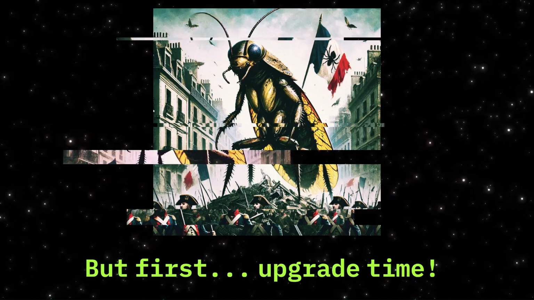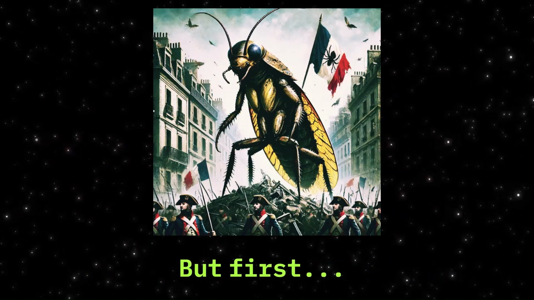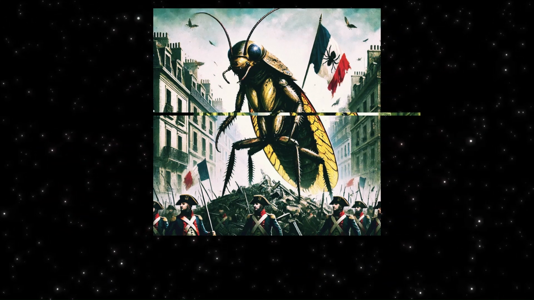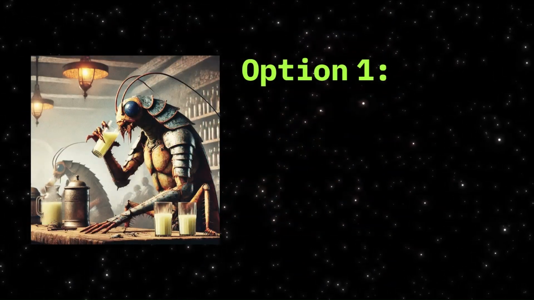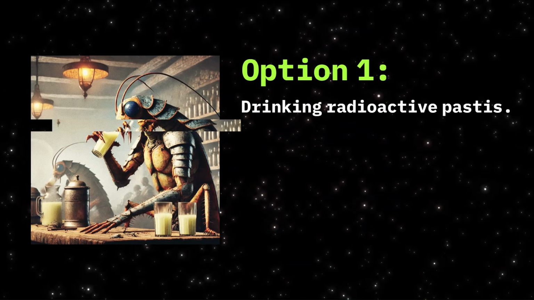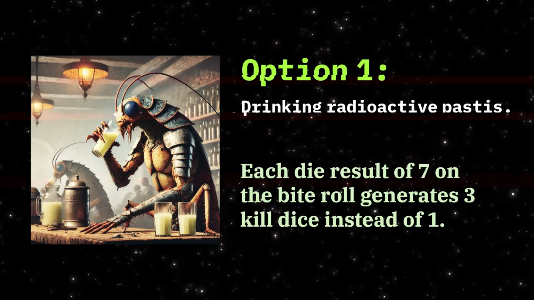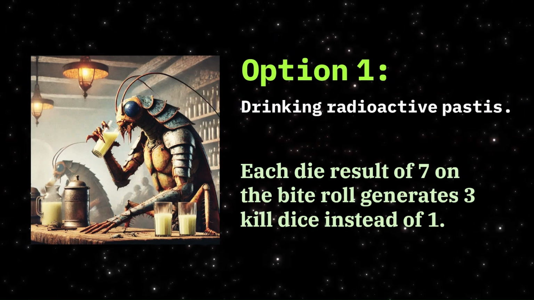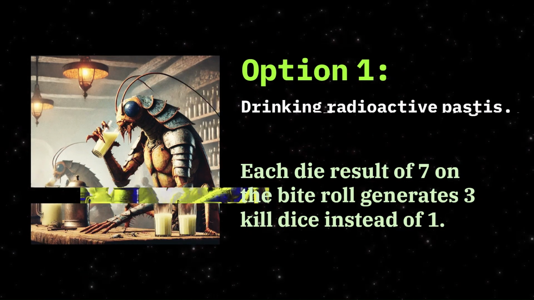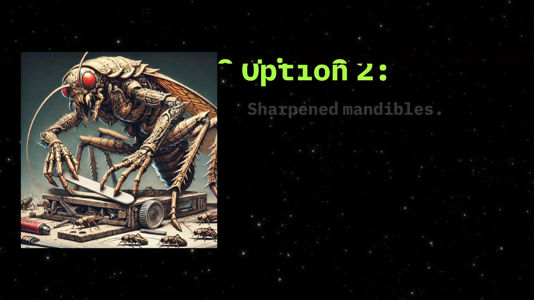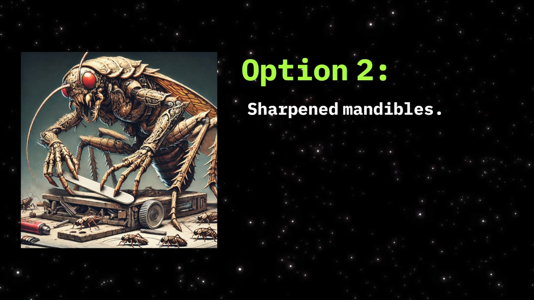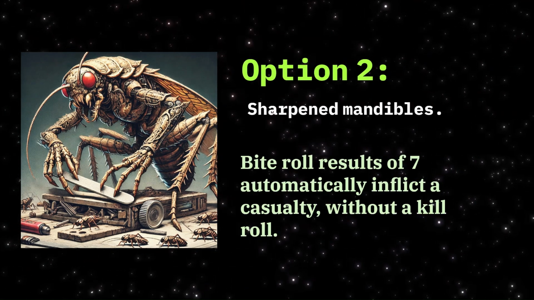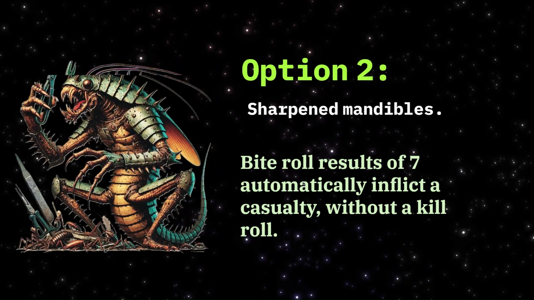Before combat, the Blatoidians have a choice of 2 upgrades to improve their chances. Option 1, drinking Radioactive Pastis sends a bug into a frenzy. Each die result of 7 on the bite roll generates 3 kill dice instead of 1. Option 2, by sharpening their mandibles to be more lethal, the bugs automatically inflict a casualty on bite rolls of 7, without a kill roll.